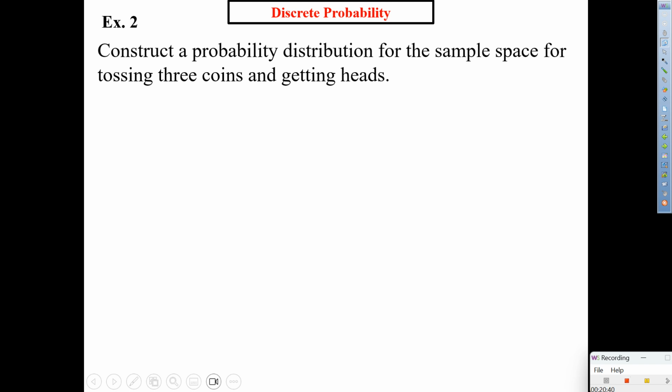Write this one down, example 2. It says, construct a probability distribution for sample space for tossing 3 coins and getting heads. You're like, oh snap. Yeah, this is a little bit different. So copy this problem really quick, and then we're going to work this one through.